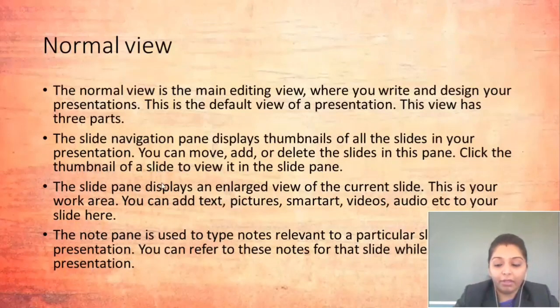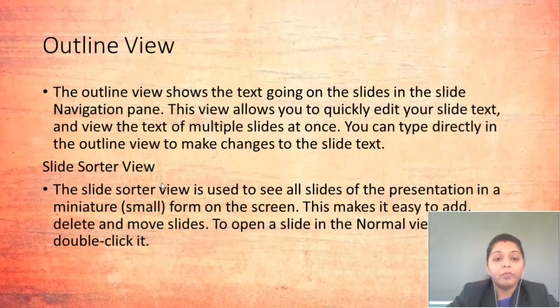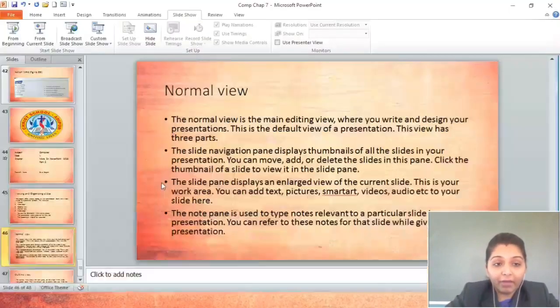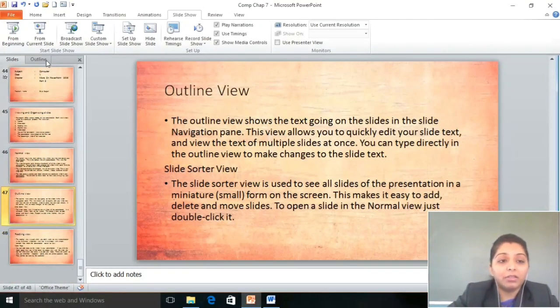Next, we are having outline view. The outline view shows the text going on the slides in the slide navigation pane. This view allows you to quickly edit your slide text and view the text of multiple slides at once. You can type directly in the outline view to make changes to the slide text. Now, where is this view available? See, this is available in the slide navigation pane.